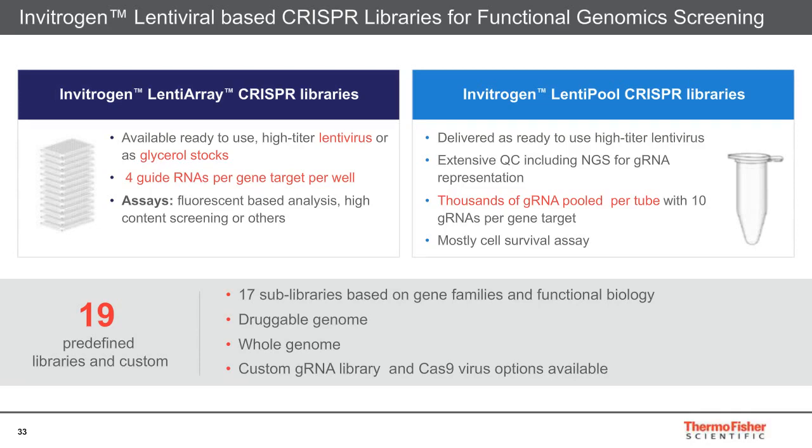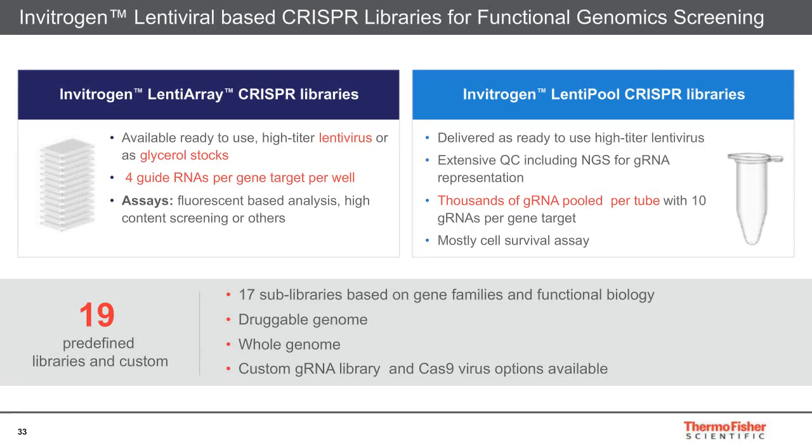Given the lenti-array format, because these are arrayed and you already know the identity of the target in each well, you can use these libraries for plate-based assays or high-content assays. Whereas the pooled library is mainly used for cell survival assays, and there is less upfront work for the pooled library, but a lot of back-end work involving deep sequencing. For the lenti-array, there is less back-end work, as you already know the identities of the targets.